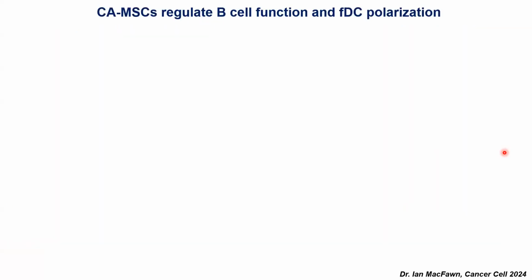But what we did for the paper is we then looked at B cell function and FDC polarization through the lens of CMSCs. So Lon can isolate these cells from primary patient tumors, and then we can take them and use them in in vitro assays.